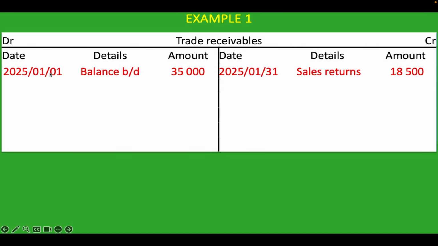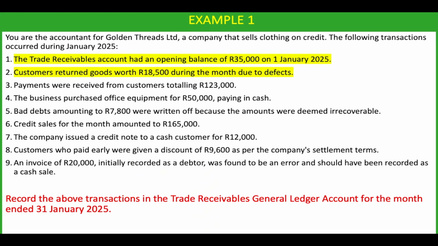Why is that? Well, your balance brought down at the beginning, or the opening balances, you always have to put the first of that specific date, okay, or the first of the month, or the first of the financial year if you're dealing with the financial year. But otherwise, if someone returns goods to you and you're dealing with trade receivables, as long as it's credit customers who are returning goods to us, we put it on the credit side. You call it sales returns, and you put the amount for the goods that were returned. Okay, so let's go back here and highlight number 2 as we've just completed that one. You can see it's quite a simple exercise for us to go through. Number 3, payments were received from customers totaling 123,000 rand.